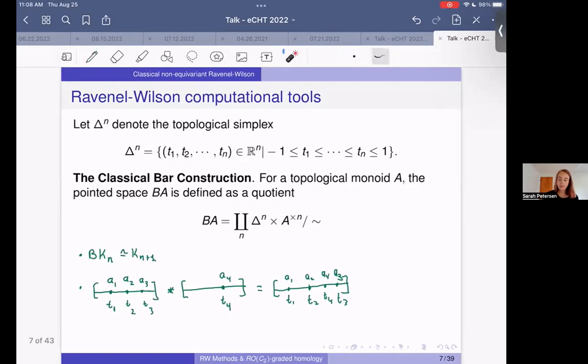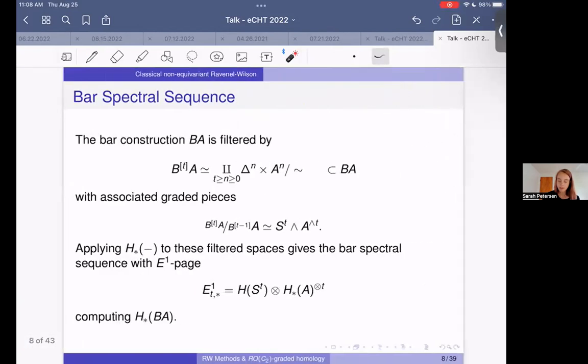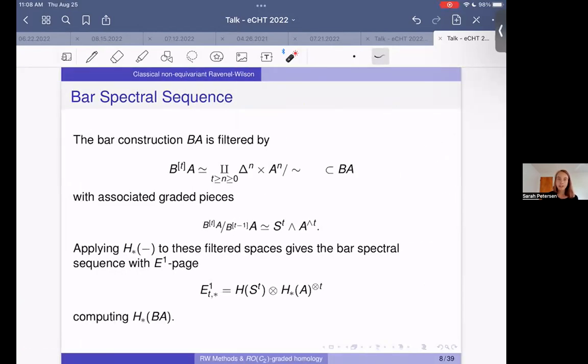So we have a way to inductively describe these spaces, but what we're really interested in is homology. And one tool to compute homology is a spectral sequence. And associated to this bar construction, there is the bar spectral sequence. So one thing we can do is take this bar construction and filter it. And this leads to having associated graded pieces, which are T spheres smashed with T copies of A. And on applying homology, we get a bar spectral sequence, which computes the homology of BA.